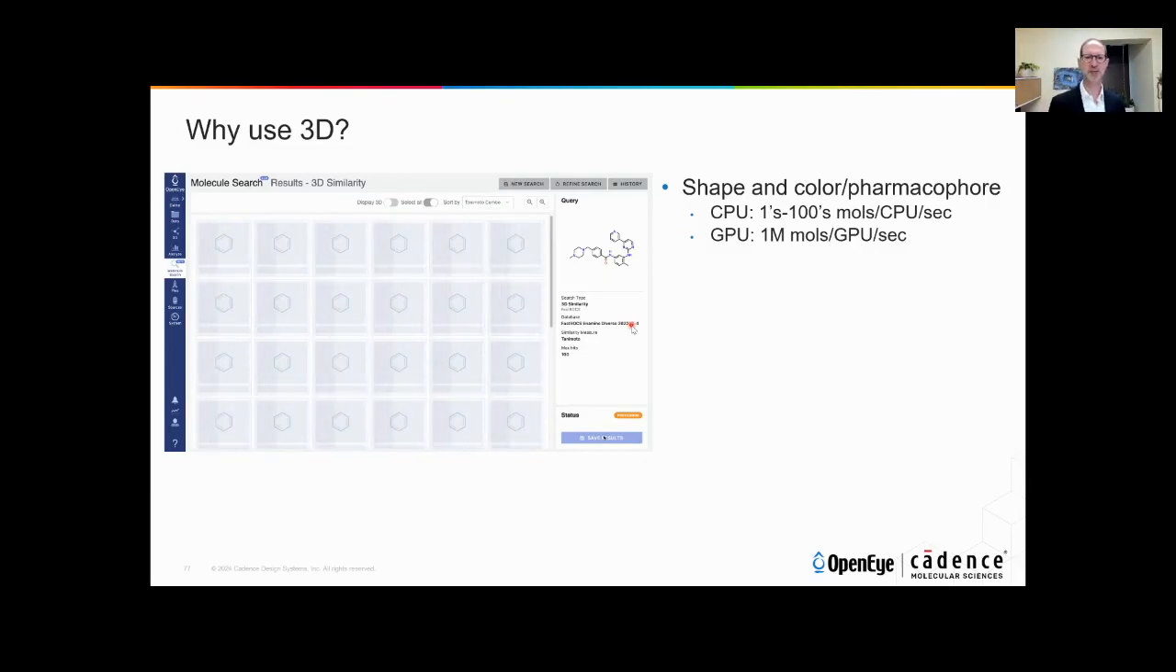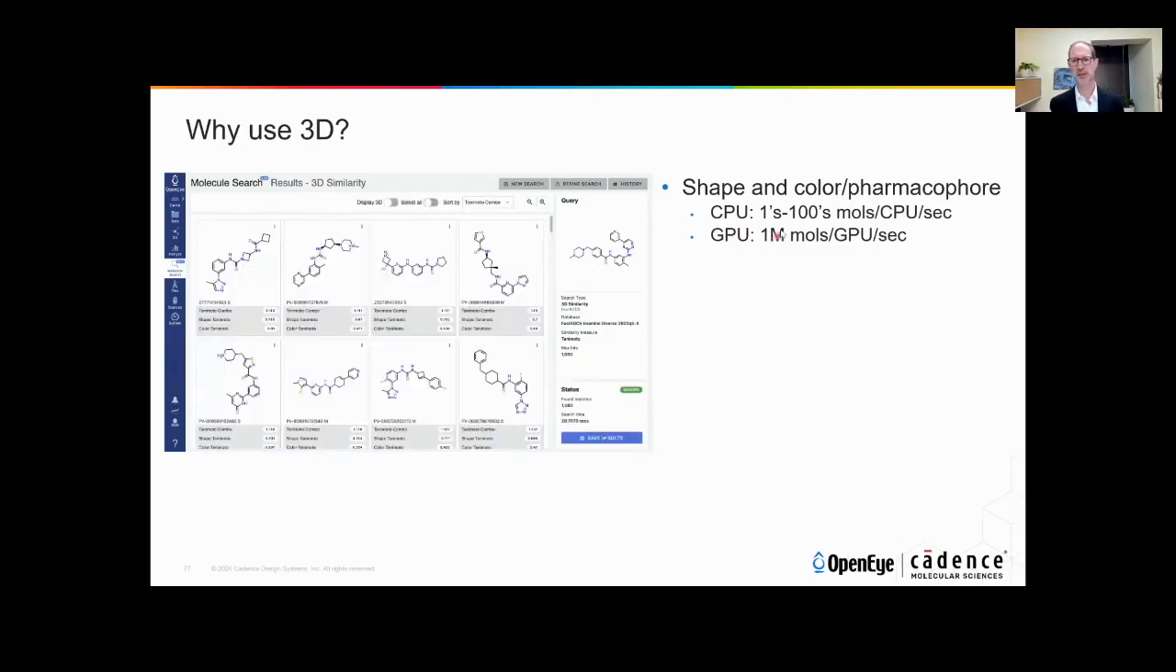So the 3D conformation for the GleVec molecule has been generated in the background, and we're doing a 3D similarity search using our GPU-enabled implementation of shape and color, which we call FastROCS, and this runs somewhere on the high side of 1 million molecules a GPU second. Compare that to CPU speeds of between 1 to 100 molecules or so per CPU second. So here are the results back.